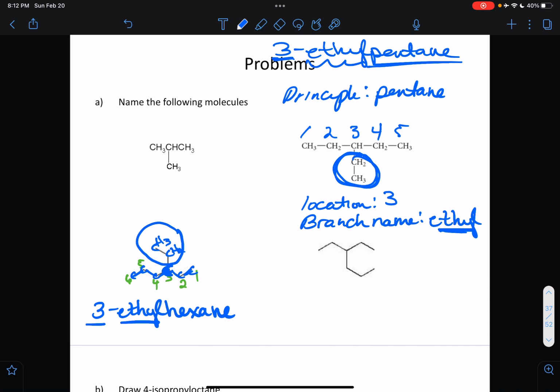Yay! Okay, now how do I get my pen back? There we go. All right, pen on the side there. So let's take a look at the carbon chain on the bottom right there.